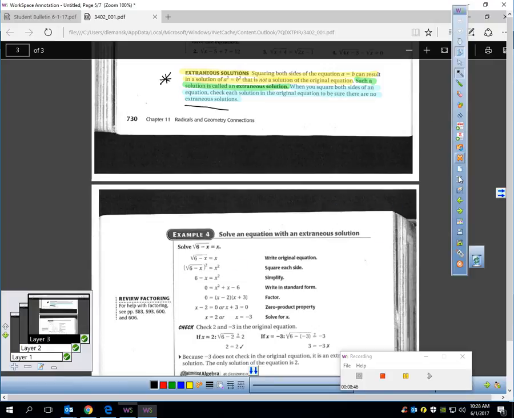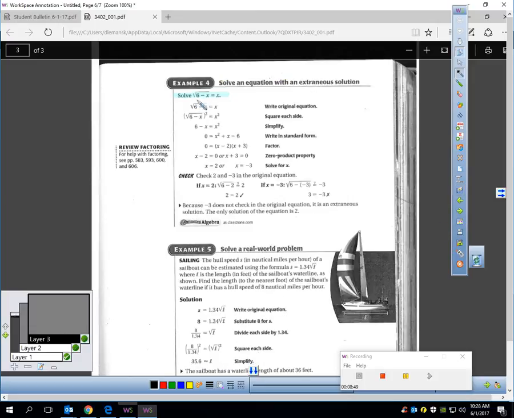Let's look at an example of a problem that has an extraneous solution. Like, let's solve this. The square root of 6 minus x equals x. Now, I have a radical in the problem, so step 1, I'm going to square each side of the problem, and you can see that here. I squared each side.